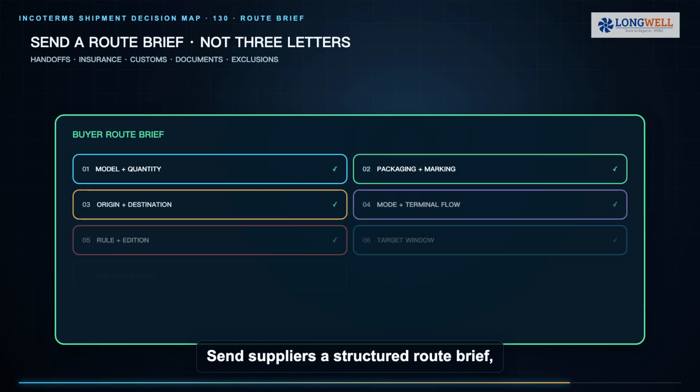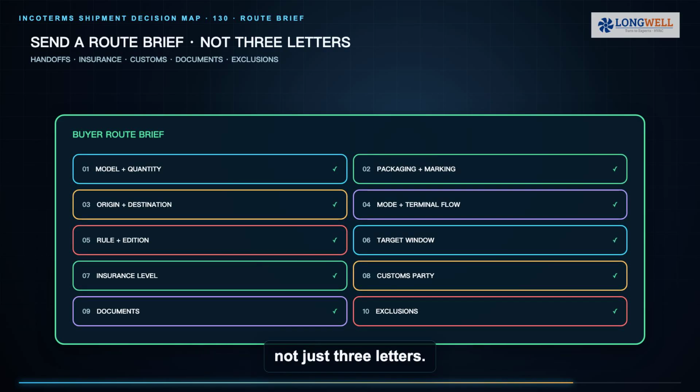Send suppliers a structured route brief, not just 3 letters. Include the exact fan model and quantity, packaging and marking requirements, origin and destination points, transport mode, container or terminal workflow, requested rule and addition, target dates, insurance level, customs party, required documents and a line-by-line exclusion list. Ask the freight forwarder, customs broker, insurer and qualified advisors to validate the parts they own. This is how a quote becomes comparable rather than merely short.